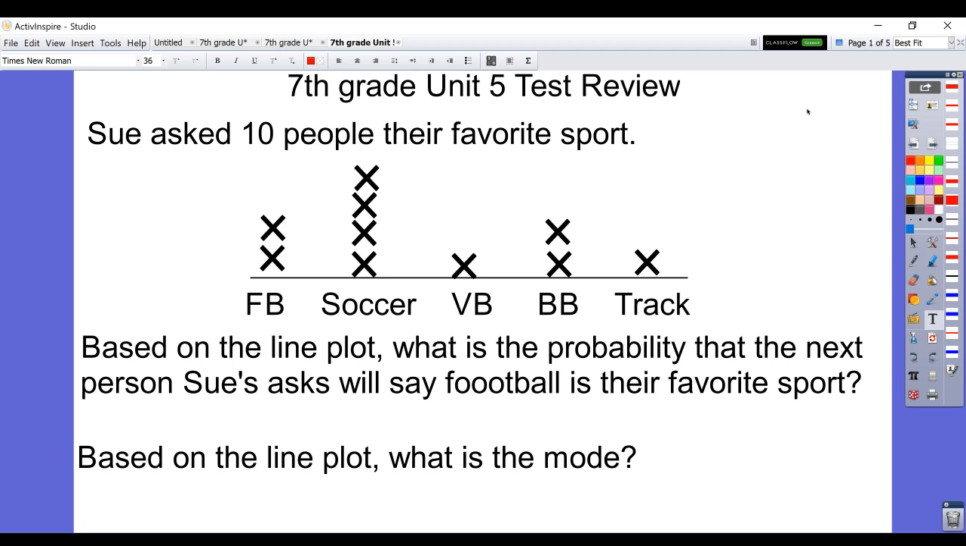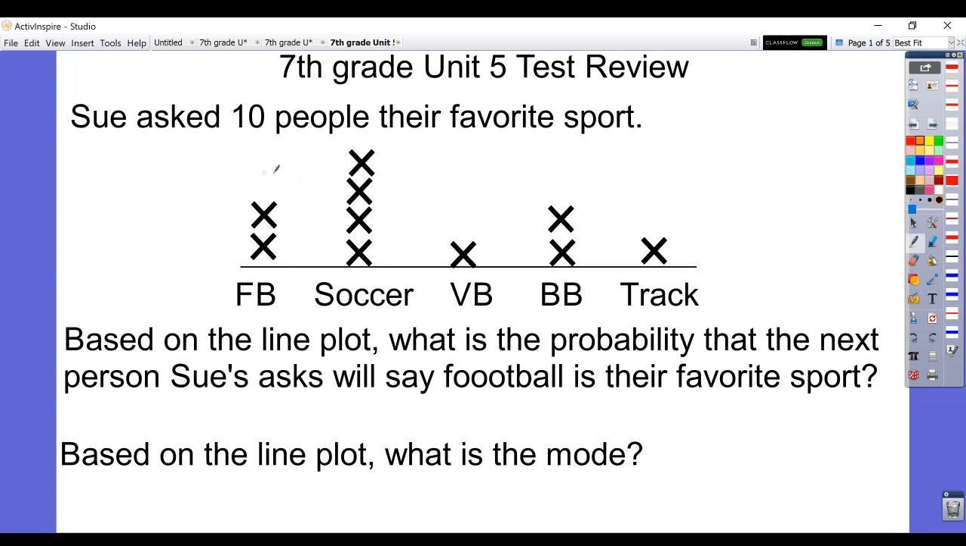So the first type is Sue asked 10 people their favorite sport, and this is a line plot where we have the different categories and then the X's represent the person's answer. So we got football, soccer, volleyball, basketball, track. Based on the line plot, what is the probability that the next person who asks will say football is their favorite sport? So what you're doing is what we call experimental probability, meaning you're basing it on what was asked, you're basing it on what occurred.